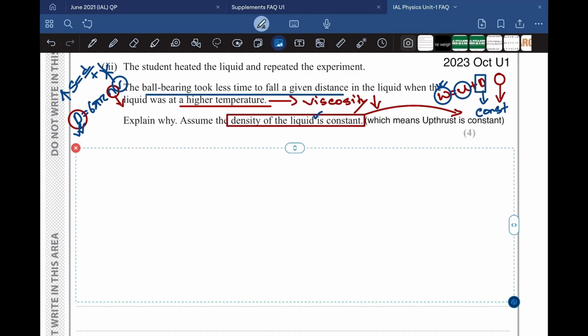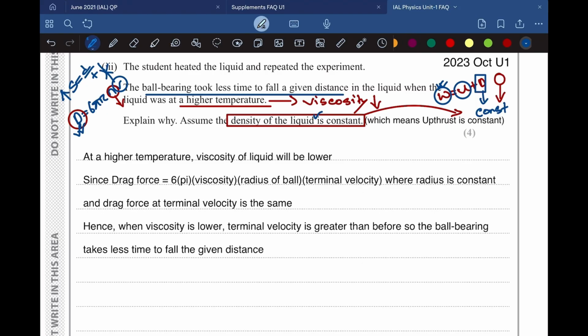The student was correct. Now the answer says at a higher temperature, the viscosity of the liquid will be lower. Since drag is equal to 6 pi r eta v, where the radius and the drag force are constant and the viscosity is lower, the terminal velocity is greater than before, so the ball bearing will take less time to fall the given distance. So this is how you will have to explain it.